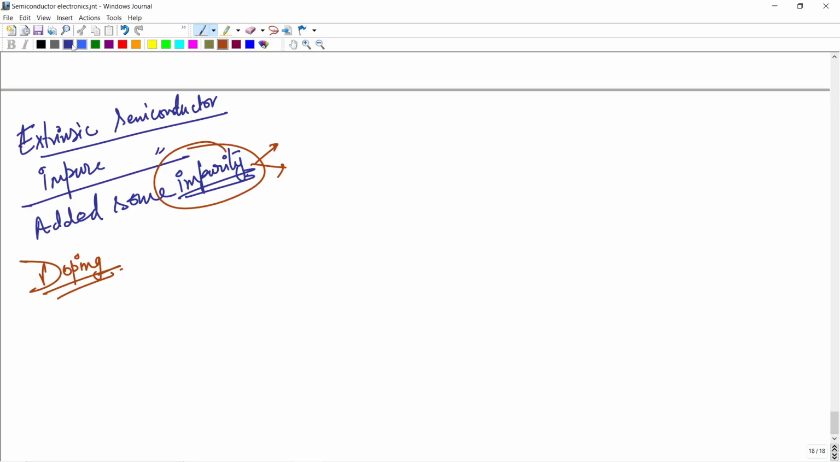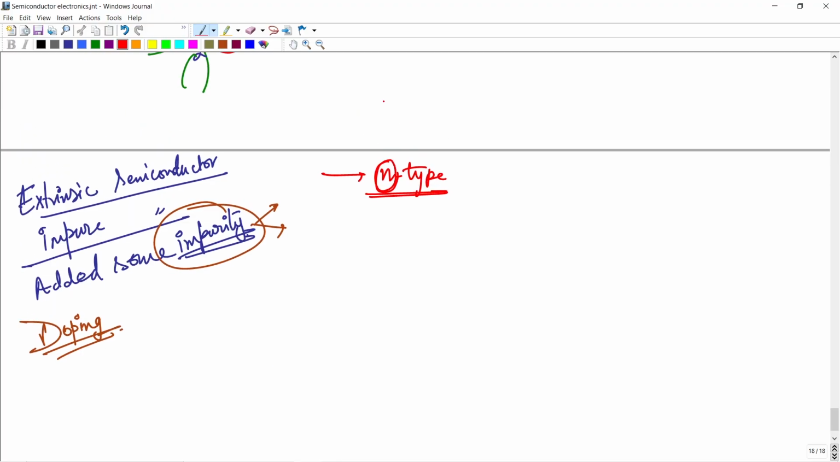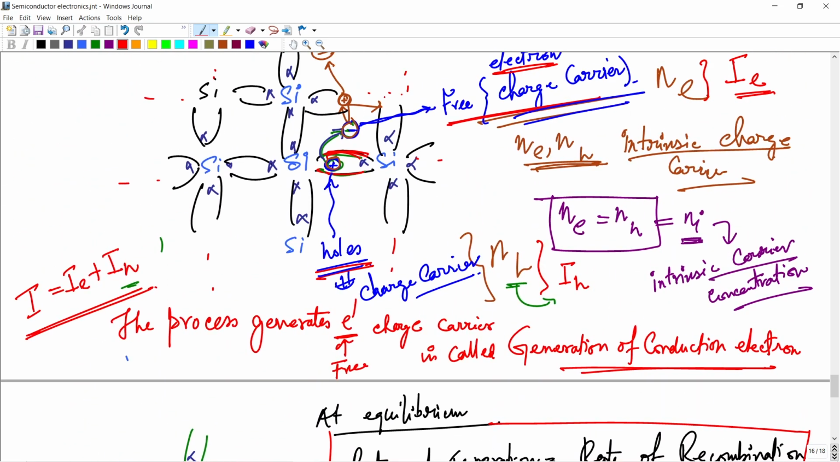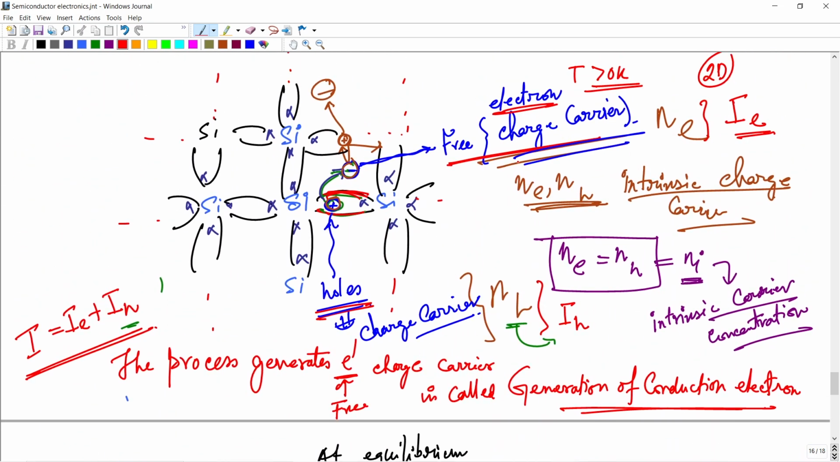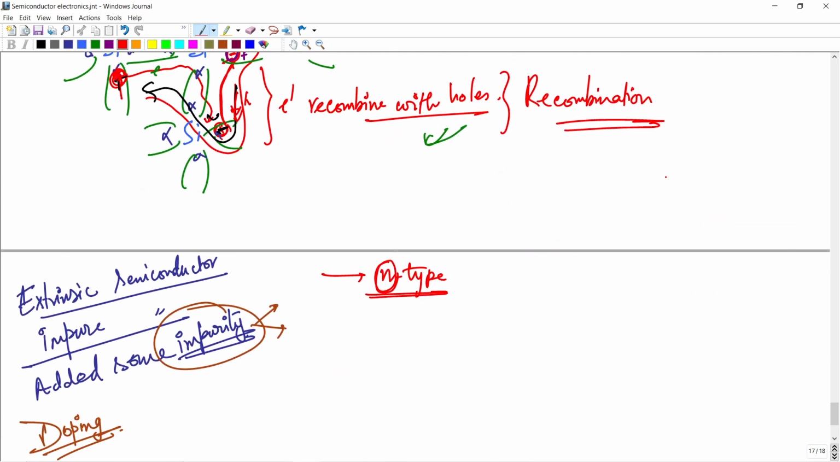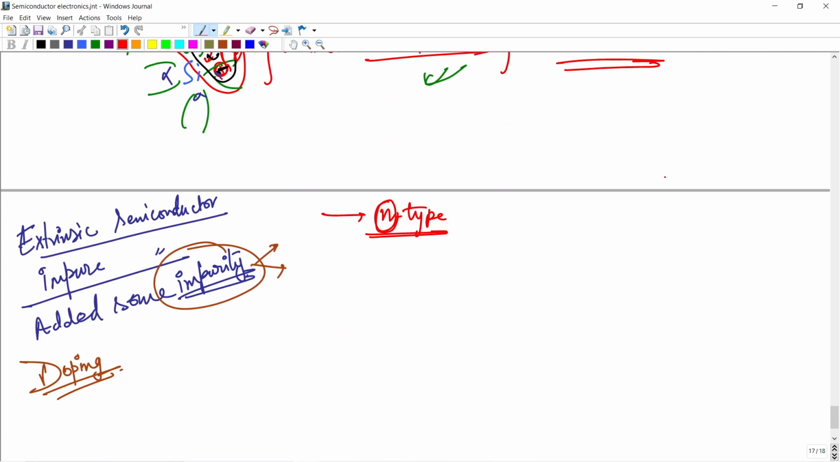The first is the N-type semiconductor, the other is the P-type semiconductor. First we discuss the N-type extrinsic semiconductor. The name N means electrons; the free charge carrier is the negative electron. So N stands for electron. We add pentavalent atoms, having five electrons in the last shell, into the pure semiconductor.